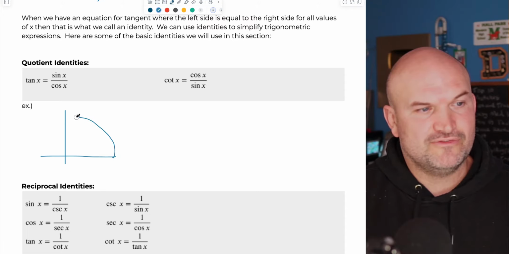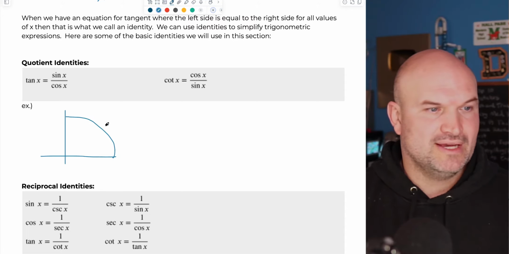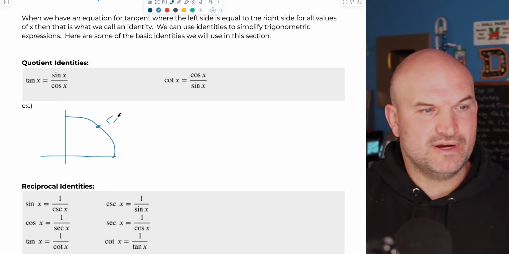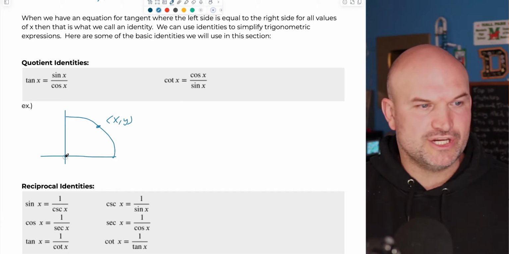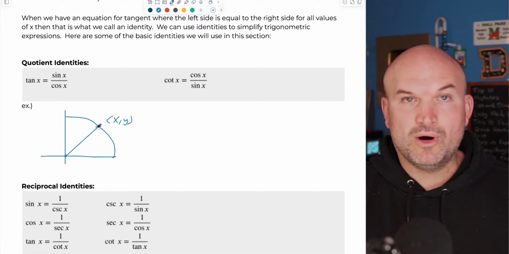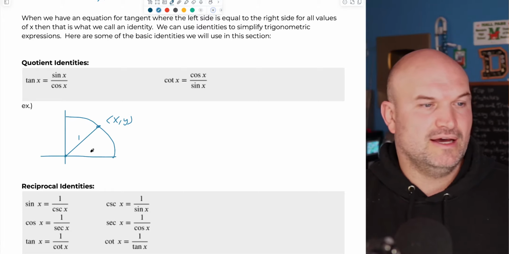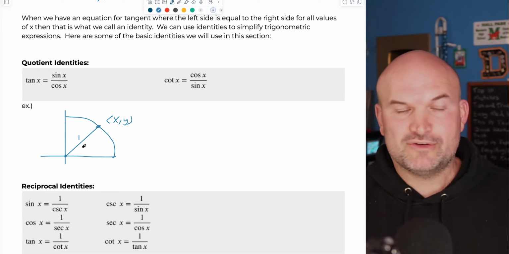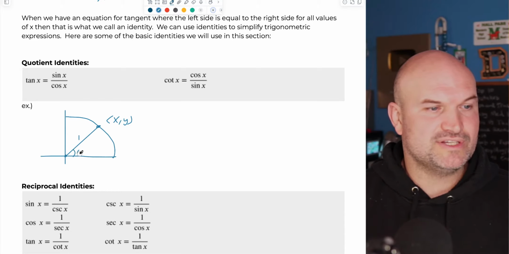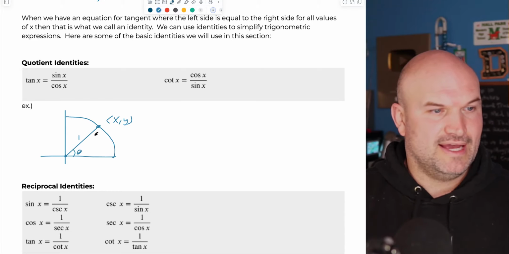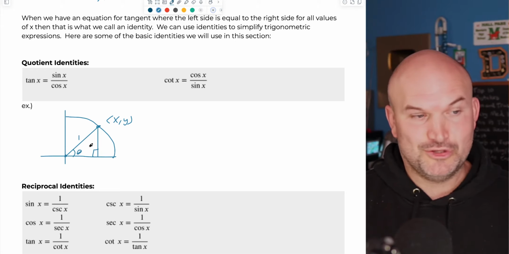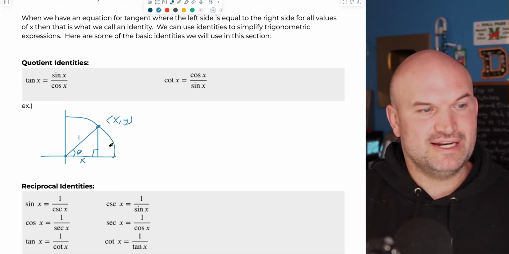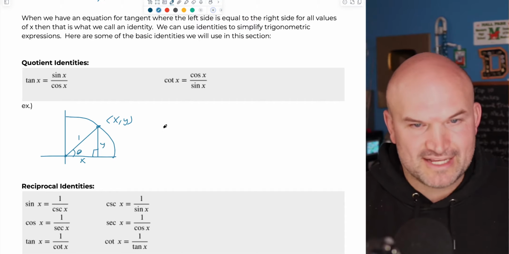So if we think about the first quadrant on the unit circle, and we say, all right, if I have a point x comma y, we know that the distance from the origin to that point is going to be 1, right? Because the unit circle has a radius of 1. And this is going to be our theta. And we know that we could also create a right triangle from this, right? That's how we created the unit circle. So this would be represented as x, and this would be represented as y.